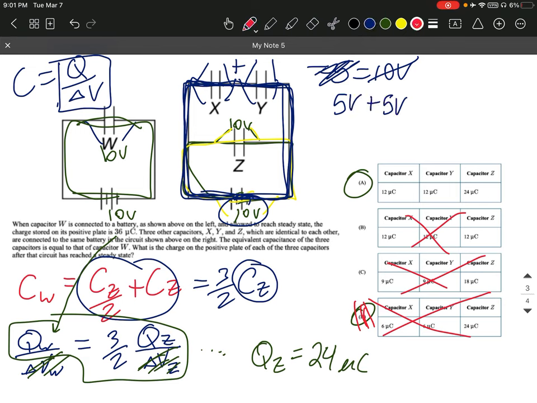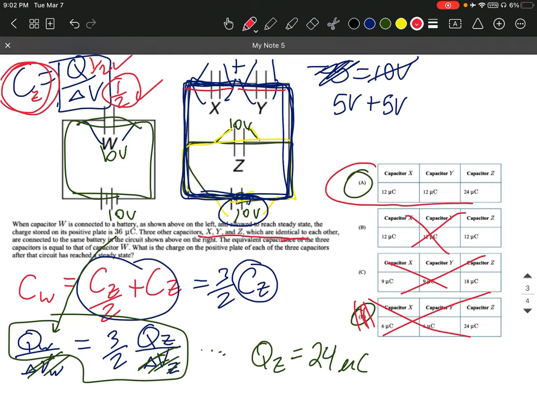Going back to this equation, if I have half the voltage drop across X and Y, they're both 5 volts, for example, then in order to have the same capacitance as capacitor Z, I must have half the charge as well. Having half the voltage and half the charge, I would have the same capacitance. And that is a very important given detail, that they are identical. The capacitance is identical. So I end up with option A.